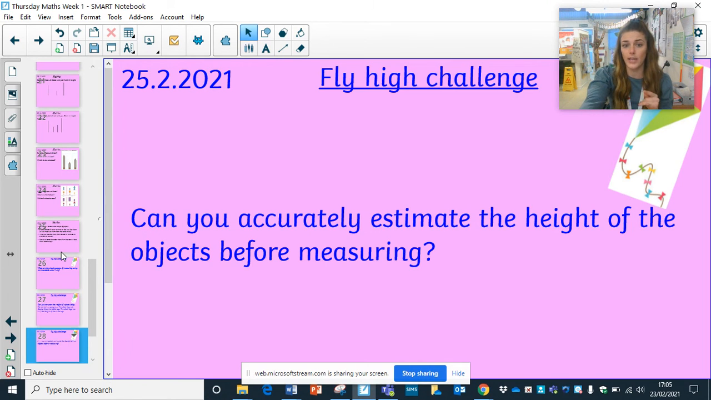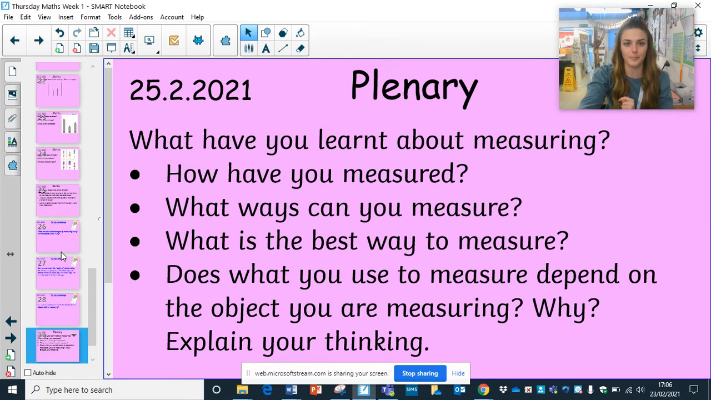And then there's one more. So can you accurately estimate the height of objects before measuring them? So have a good guess is what that means. When you estimate, you have a good guess, and then you measure after and see how close you were. It's a bit of a good fun guessing game to see if you can get the same number, which I know some of the children enjoyed doing the other day when they were measuring the length of something. So can you do the same, but this time with the height? Can you make an accurate estimate, an accurate guess, good guess?